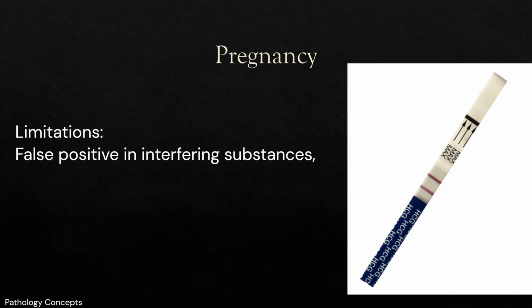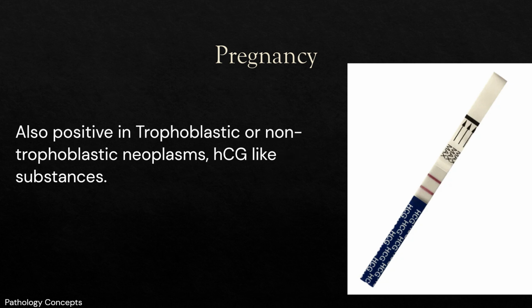Interfering substances may falsely depress or falsely elevate the results. It can be positive in trophoblastic or non-trophoblastic neoplasms, HCG-like substances. In the presence of weakly positive result, it is good laboratory practice to sample and test again after 48 hours.